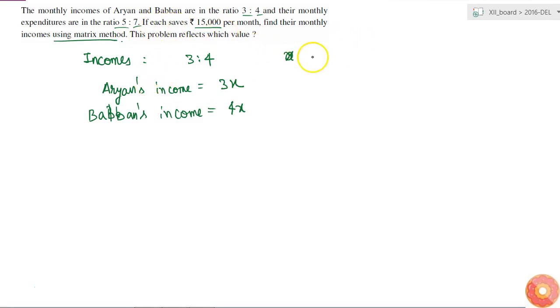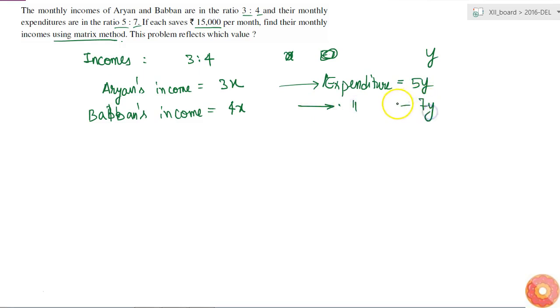Expenditures are in the ratio 5:7. So, if I similarly assume another variable y, then Aryan's expenditure will be 5y, and Babban's expenditure will be 7y. Even then the ratio is maintained. Now it is mentioned that each of them saves rupees 15,000 per month. So what is the savings?